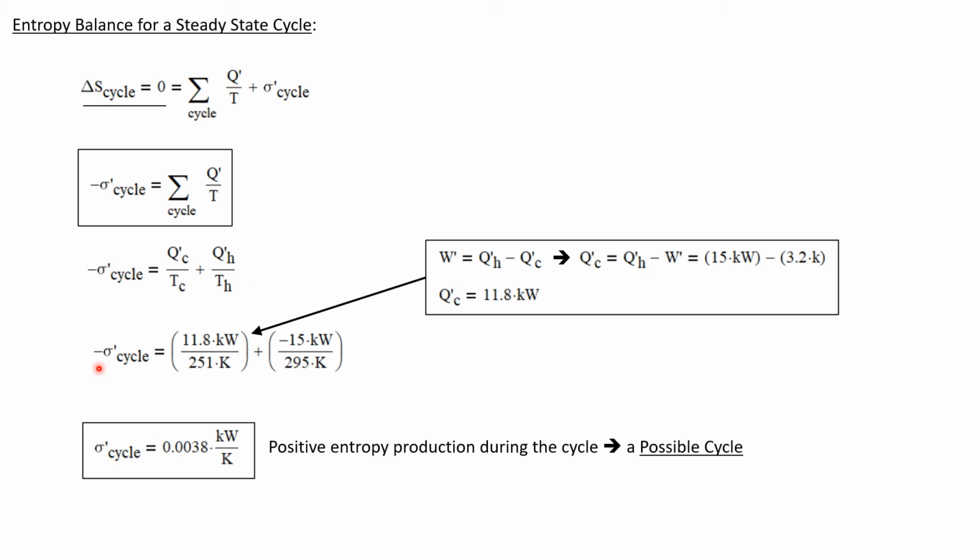That means the negative of the entropy production rate around the cycle is Q dot C, and a simple energy balance will yield that Q dot C is 11.8 kilowatts. We'll divide that by the cold reservoir temperature of 251 Kelvin. Now we're going to add to that Q dot H over Th, but Q dot H is negative 15 kilowatts. It's negative because energy is being removed by heat transfer from the system, not added to the system. And that takes place at 295 Kelvin. When we do the math, we get that the rate of entropy production around the cycle is 0.0038 kilowatts per Kelvin. This entropy production is positive, and therefore this is a possible cycle to take place.